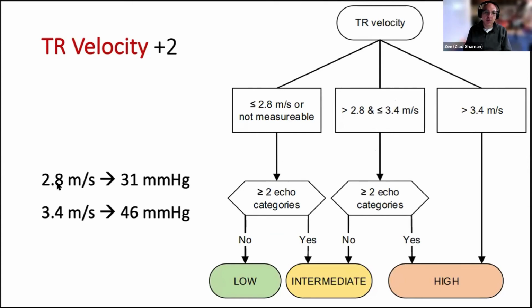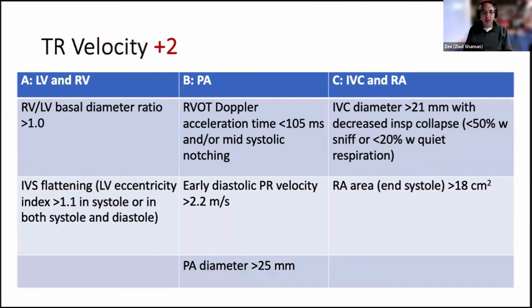So if you do 2.8, you're gonna have 31 millimeters. If you have 3.4, you're gonna have 46 millimeters, just to show you where you are at the extremes. Okay. And those surrogates are LV and RV measurements, PA measurements, and IVC and right atrium. This looks a little bit scary, but we'll go over it one by one.